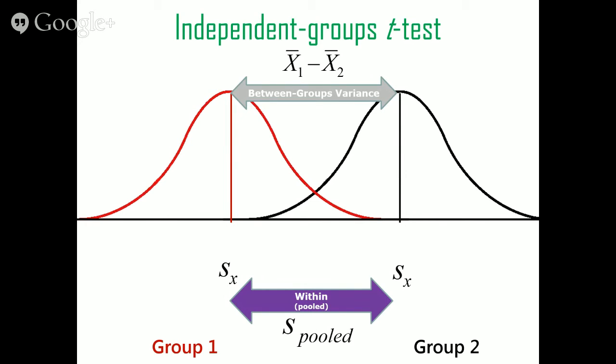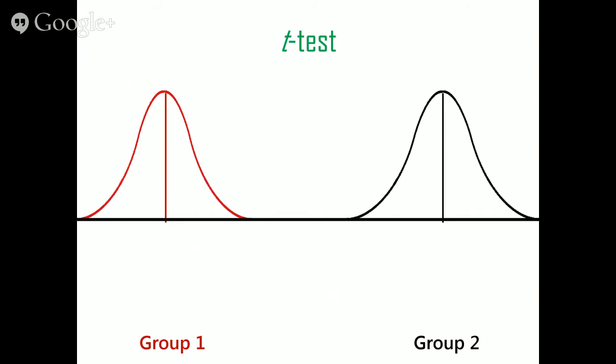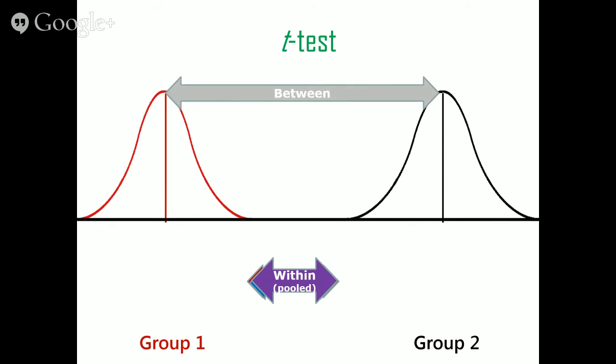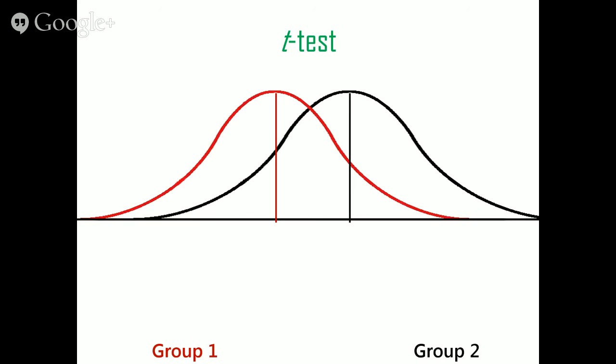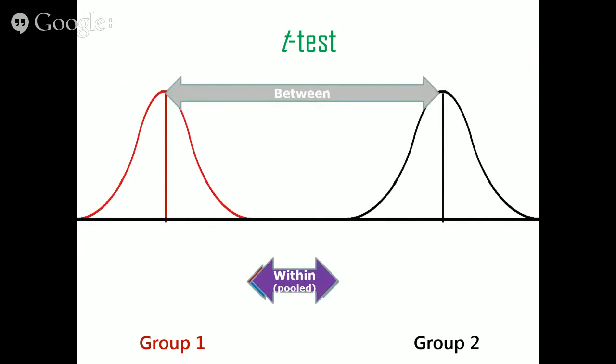You can get there by standardizing the difference between the means, by dividing it by the pooled standard error, or you can get there by comparing the variance between the means to the average variance within the 2 groups. Same concept. Now here's the t-test when you have the groups way, way separated. You have small within group variance that gets pooled together, and on average it's still small. The average of small with small is small, but very big between groups variance. And so of course you're going to reject the null hypothesis here.